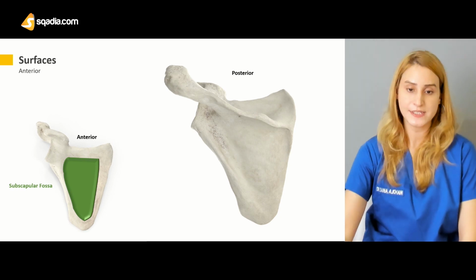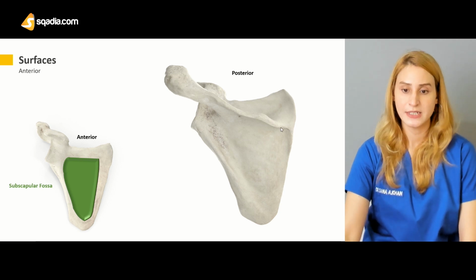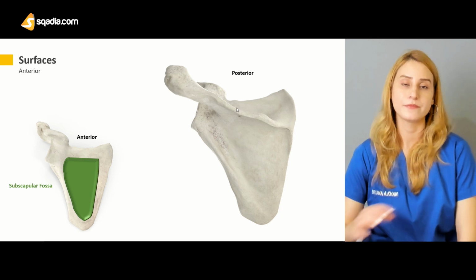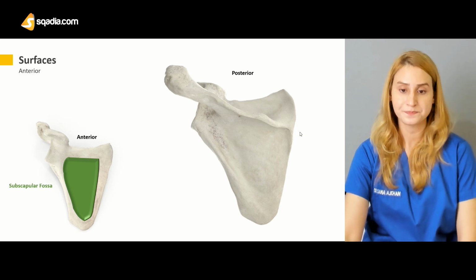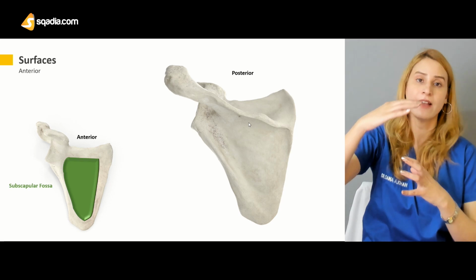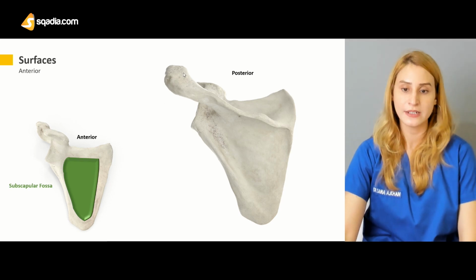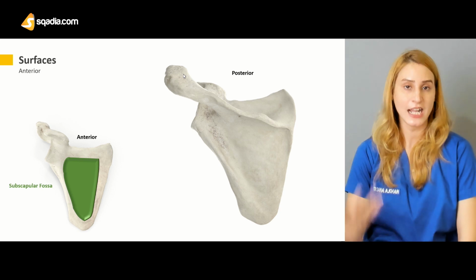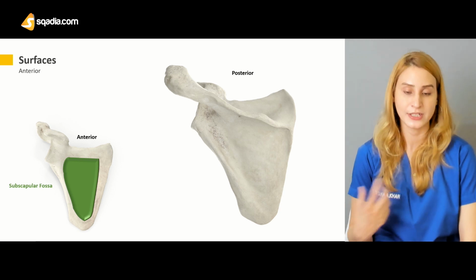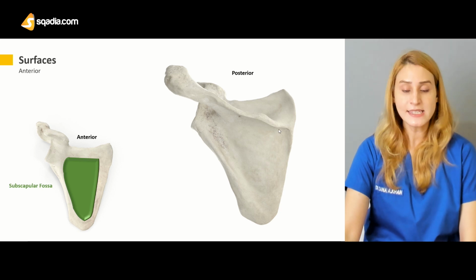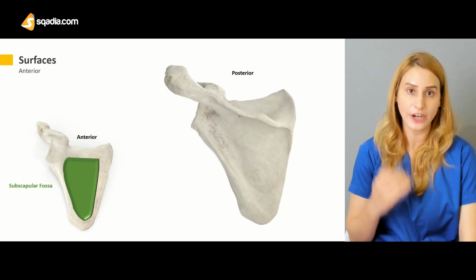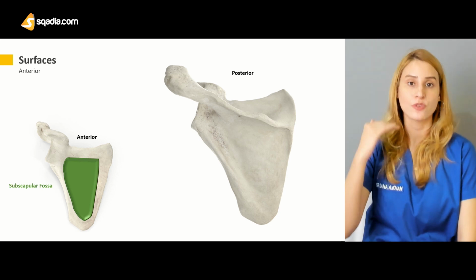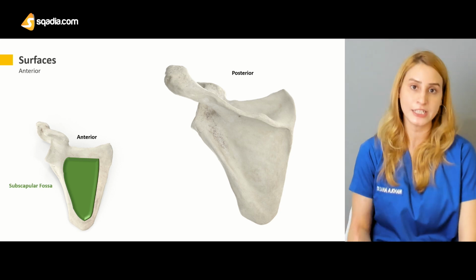Then you have the spine of the scapula. You can see here, this is the spine of the scapula, which projects from medial to lateral end. This is the medial border, this is the lateral border, and it crosses toward the glenoid cavity and makes the acromion toward the lateral border, attaching to the clavicle at the acromioclavicular joint. The spine of the scapula divides the posterior surface into upper and lower parts in unequal portions.